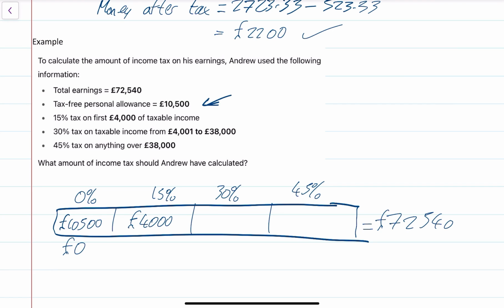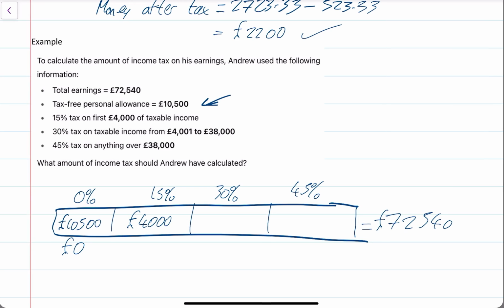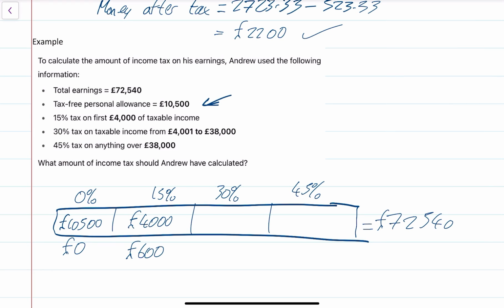15% of this. We do 0.15 times £4,000, which works out to be 600. The next bit then, so that really is, you're going to do 38,000 minus 4,000, ignoring the 1 there. So that's just going to be 34,000 here. And we're doing 30% of that, so 0.3 times 34,000. And that works out as a pretty big £10,200.